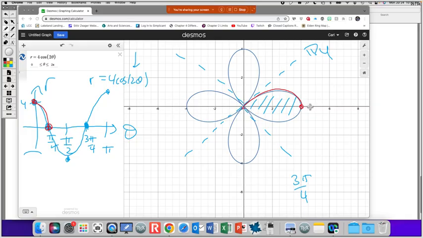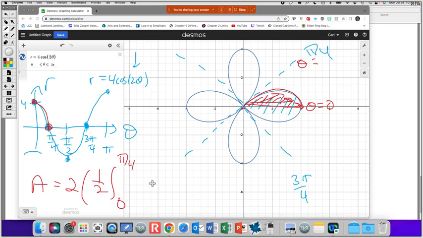I sweep out half the leaf between theta is 0 and theta is pi over 4. You follow? So all I would have to do is take that area and do what with it? Double it. So the area would be double what I would get going from 0 to pi over 4, the integral of 4 cosine of 2 theta squared d theta.